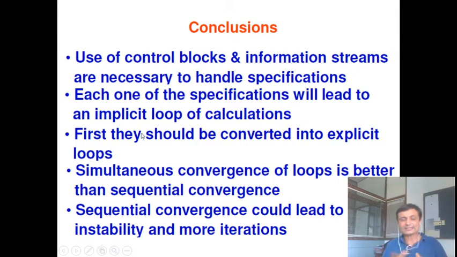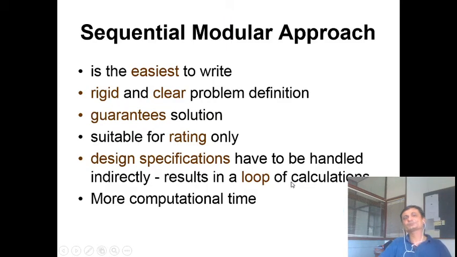But if they are explicit in nature, f(x) equals 0, fine, every time you just have to solve one equation to get it, you do it. But if you require iteration, simultaneous convergence is better. Now coming to the basic characteristics of sequential modules based on what we discussed till now.